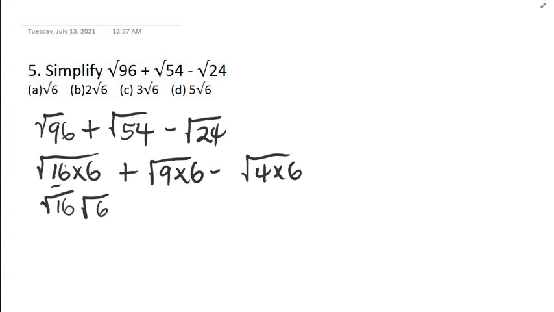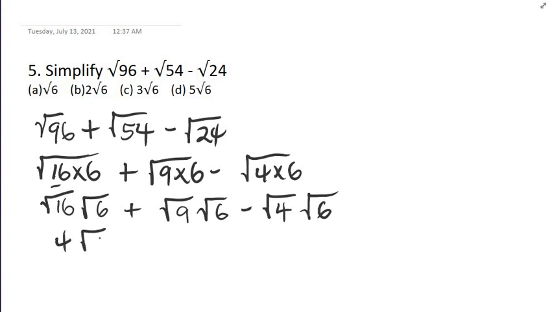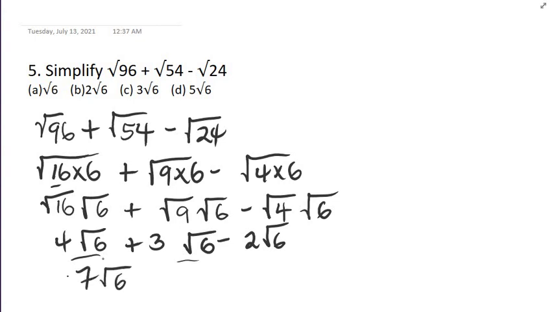So this is the same thing as root 16, root 6, breaking this down because the square root is affecting both of them, plus root 9, root 6, minus root 4, root 6. The square root of 16 is 4, so 4 root 6, plus the square root of 9 is 3, so 3 root 6, minus the square root of 4 is 2, so 2 root 6. Since they are the same, I can add 4 root 6 plus 3 root 6, which gives 4 plus 3, 7 root 6. Now minus 2 root 6. So the final answer will be 7 minus 2, 5 root 6. That's how to solve it. The right answer is D.